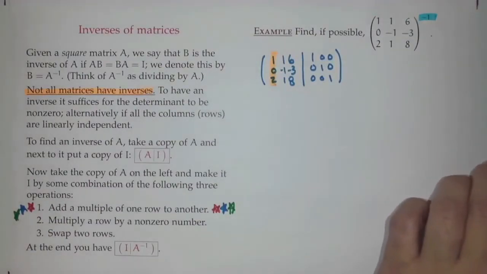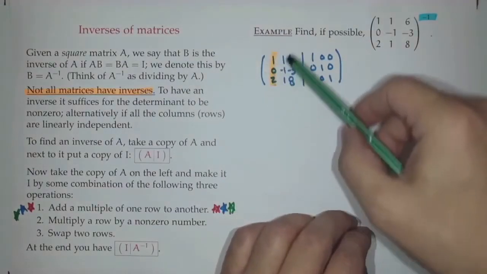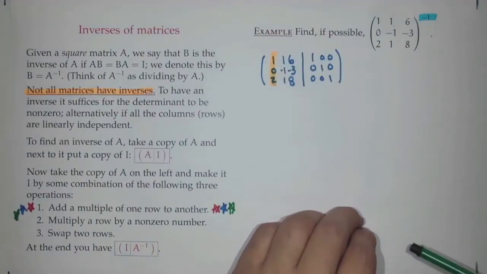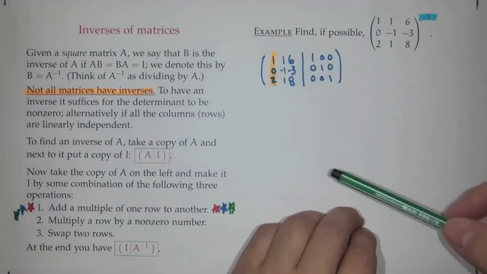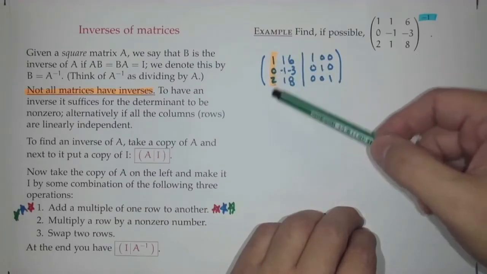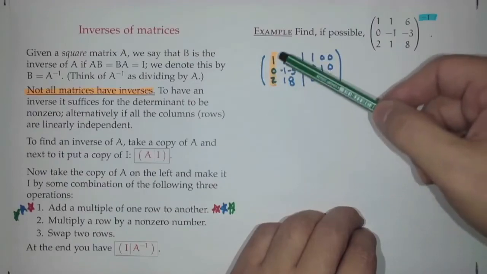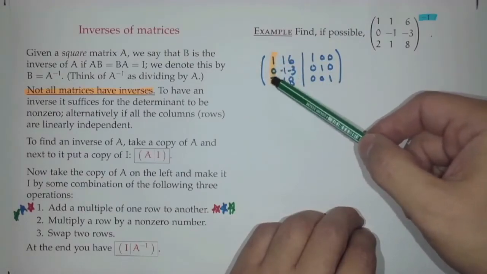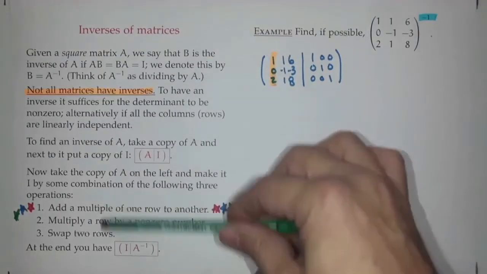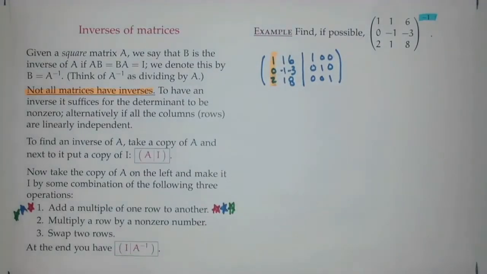All right, so 1, 0, 2. If I want to make this look like the identity, what do I need to do to this column? Make it 1, 0, 0. I like the 1, I like the 0. I want to get rid of that 2 too. I want to make that a 0. Well, what can I do with my row operations that let me do that?